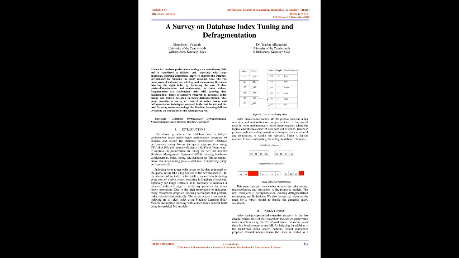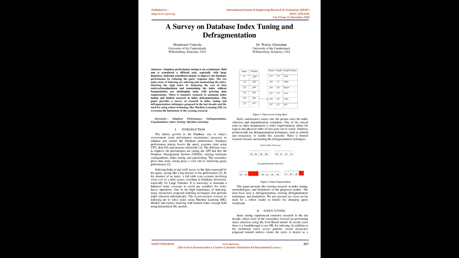Due to the high importance of indexing, many researchers proposed indexing techniques that perform index selection automatically. The recent research avenues in indexing are to select index using machine learning, ML, models and replace indexing with the learned index concept built using hierarchical ML models. Figure 1, Data access using index.